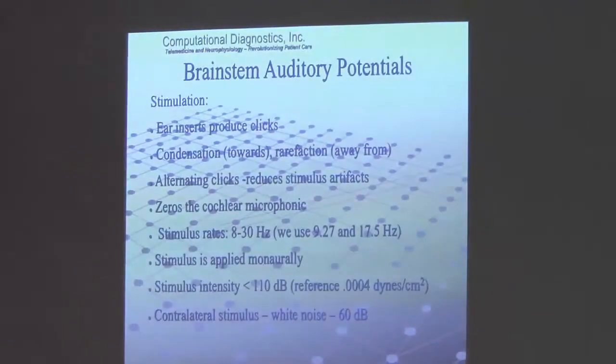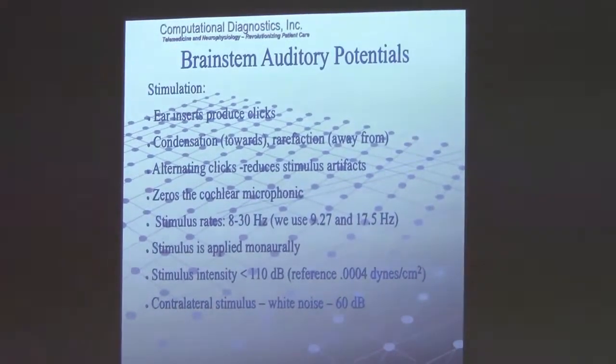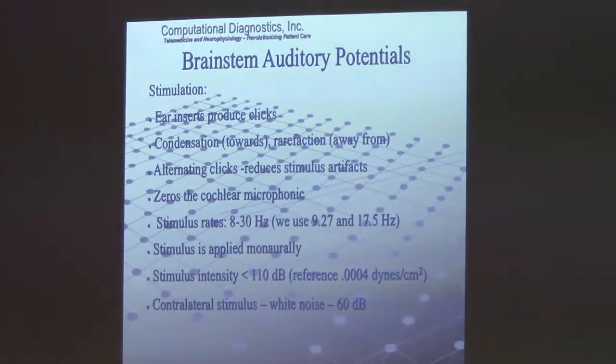We typically use ear inserts for the stimulus. There are two ideas: condensation produces a pressure into the ear, and rarefaction produces a pressure away from the ear. We like to use alternating patterns, so I don't know if the system you have can do that or not. You do one rarefaction, one condensation, one rarefaction, one condensation. That helps get rid of the microphonic artifact at the beginning.